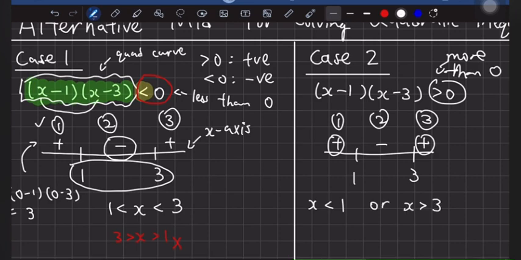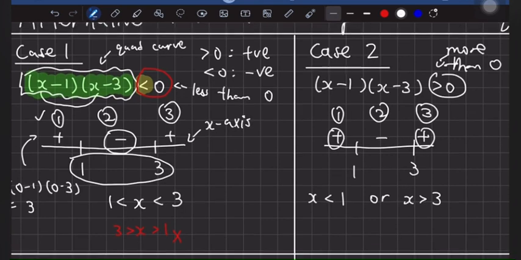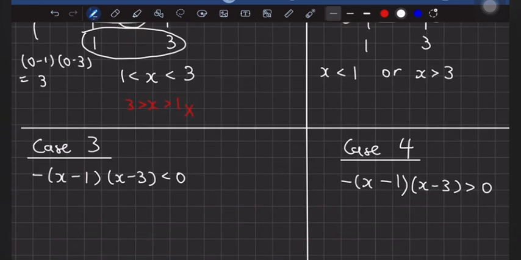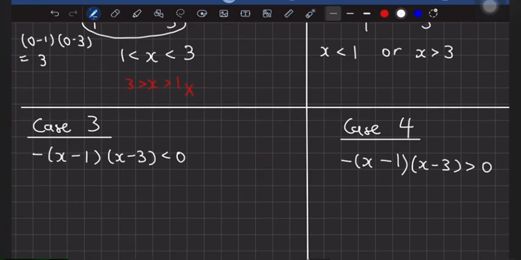If you check case 1 and case 2 of the alternative method compared to the notes, the answer is the same, but the working is less, and we don't need to bother whether it is a minimum curve or maximum curve. Why? Because of case 3 and case 4. Most of the time students assume that the curve they sketch must always be a minimum curve, but it need not be.